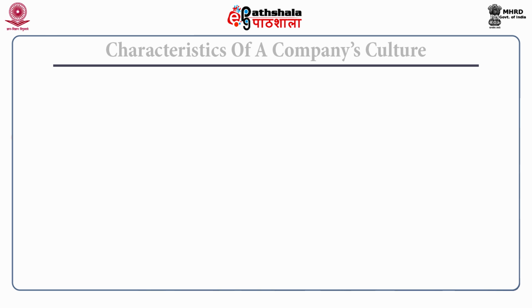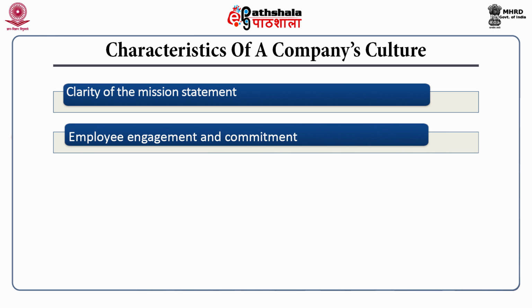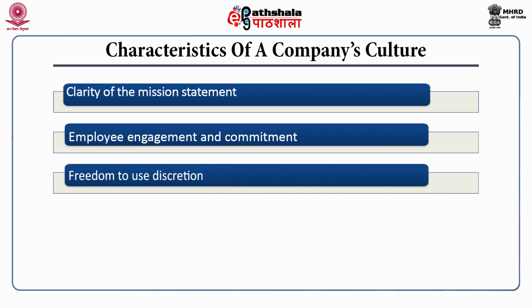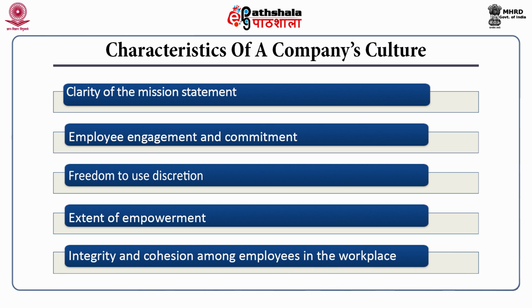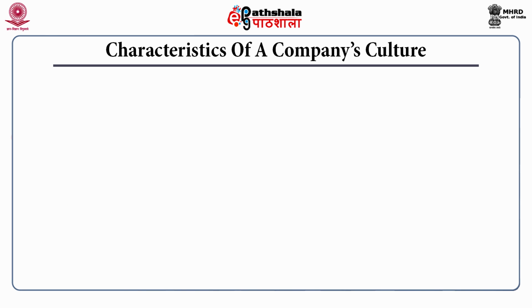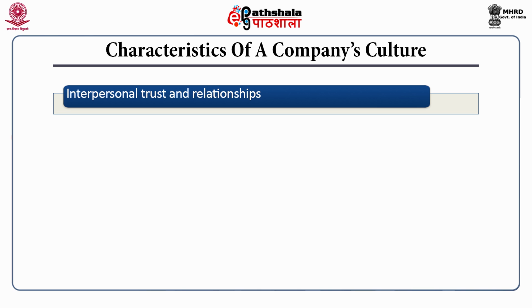Now, let's discuss the characteristics of a company's culture. The diagram says the first characteristic is that there should be clarity of the mission statement. Second, employee engagement and commitment. Third is freedom to use discretion. Next is extent of empowerment. Then integrity and cohesion among the employees in the workplace. Another important characteristic is the interpersonal trust and relationships.